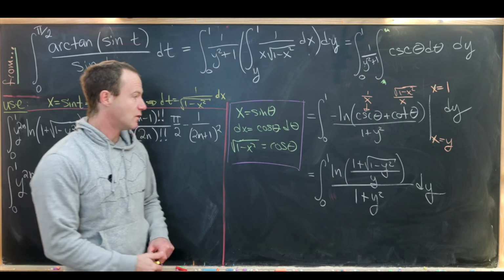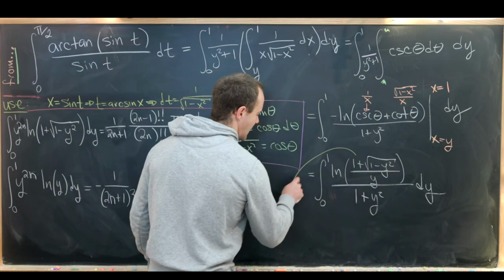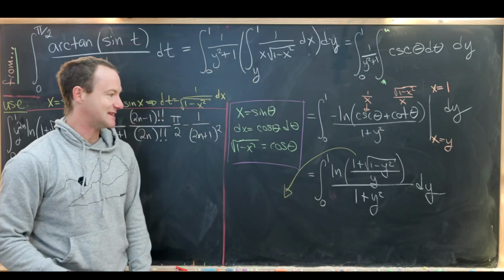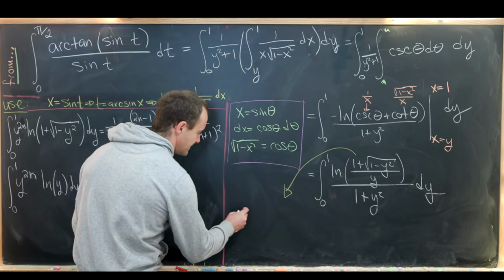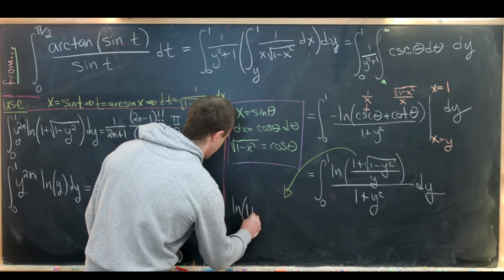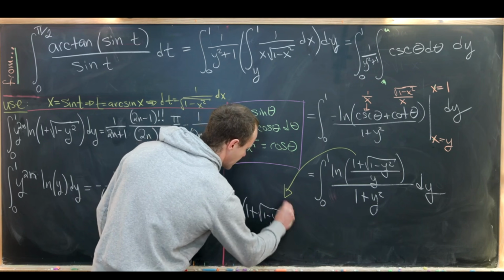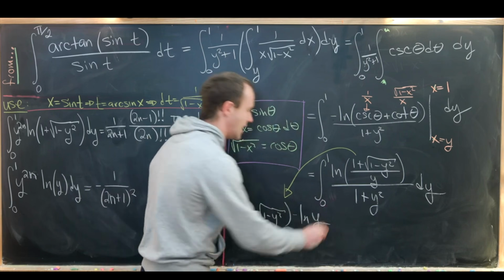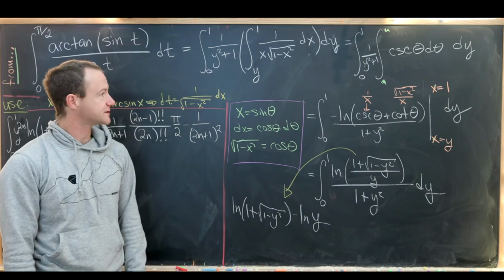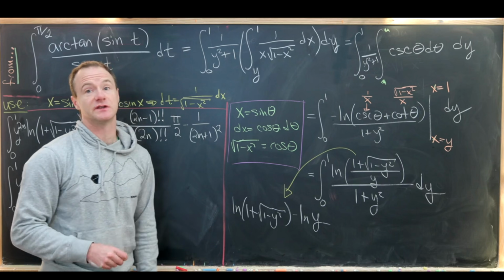Okay, so now we'll move to probably the last chalkboard, but before we do that, I want to point out that we can split this natural log in the numerator up. This naturally splits into the natural log of 1 plus the square root of 1 minus y squared minus the natural log of y, just by natural log rules. So on the next board, we'll start with that split, having split the integral into 2.